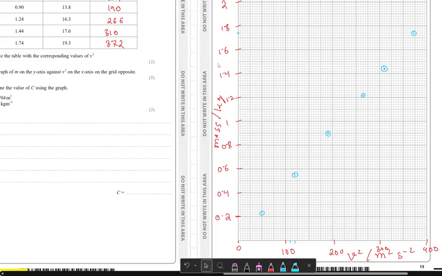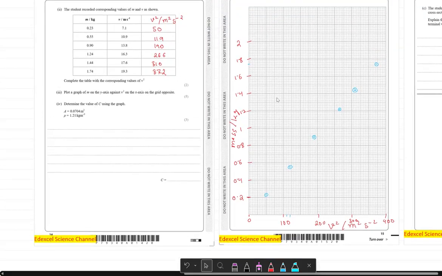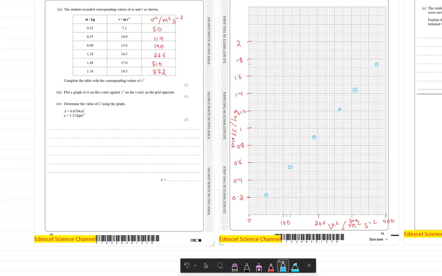Okay. So now we are done plotting our graph. But I'm not sure if mine is going to be accurate since I'm doing it on a computer. But it should be fine, guys. Okay. So now I'm going to draw my line of best fit. Oh my God, I thought it would be all over the place, but it looks okay. So this is my line of best fit.